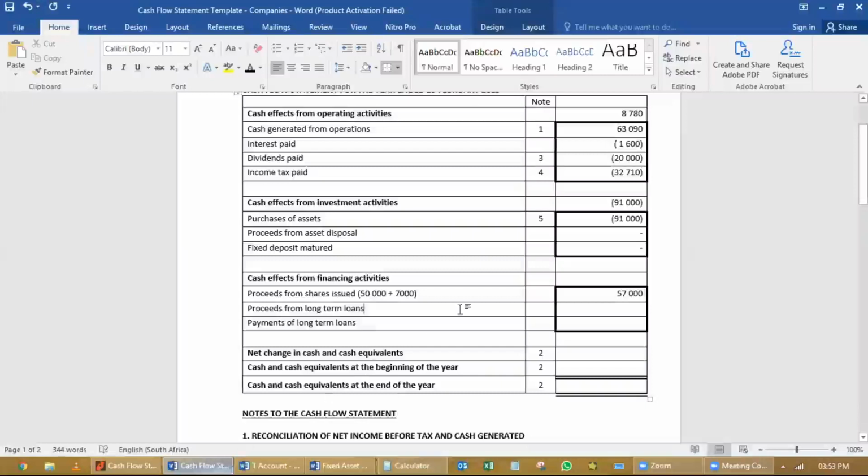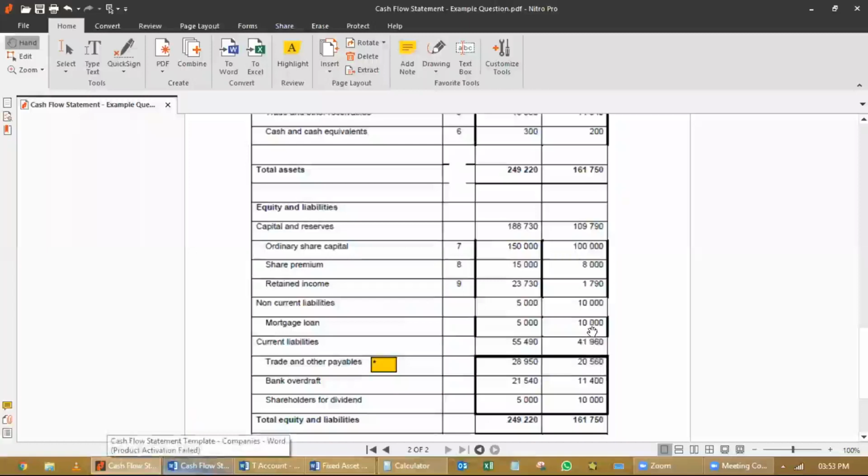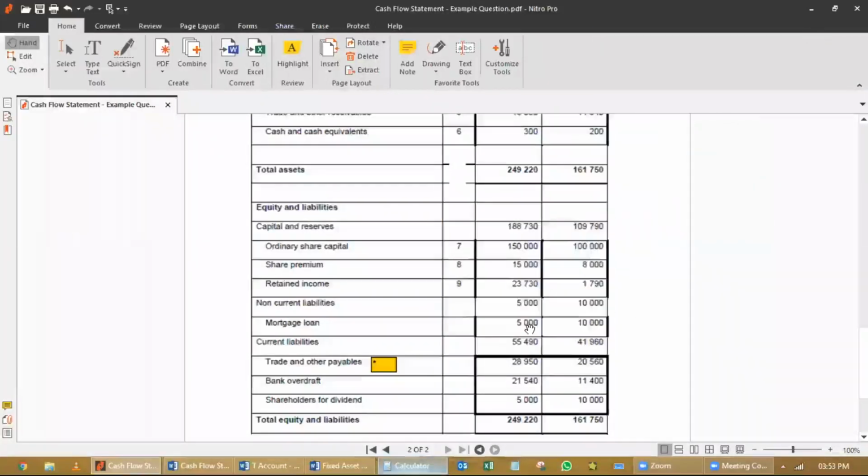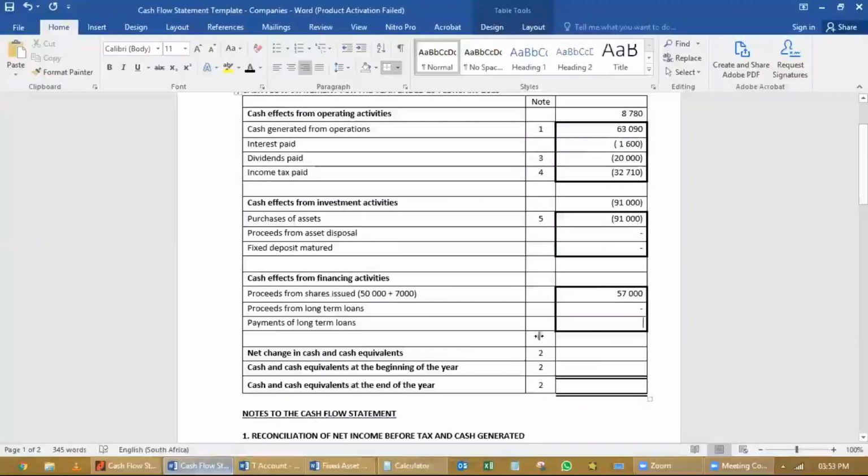Alright, so we know that there was no proceeds from a loan because we didn't take out a new loan, but we did pay back our loan. So if our loan was 10,000, it went to 5,000, we repaid 5,000 of it. Because 10,000 minus 5,000 gives us 5,000 Rand. So we repaid 5,000 Rand on that loan.